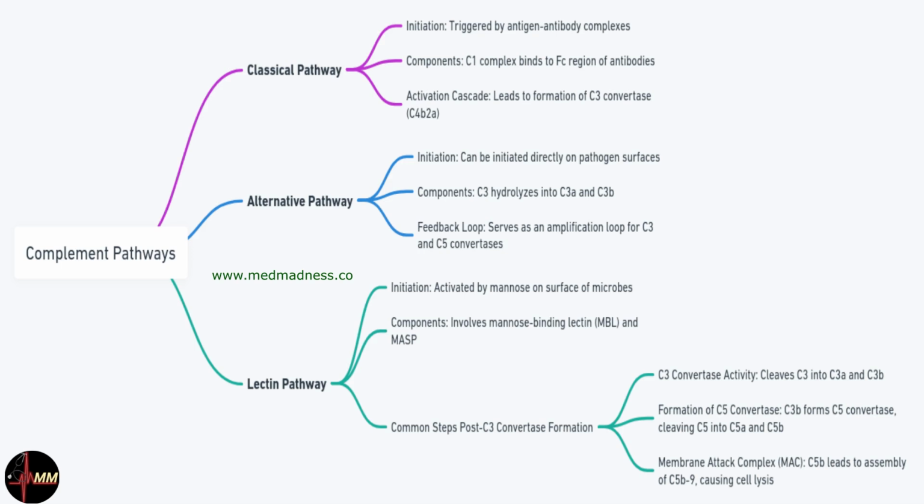Classical pathway. It starts with the C1 complex, which binds to antibodies attached to a pathogen. This pathway is triggered by antigen-antibody complexes and involves the cleavage of C4 and C2, forming C3 convertase.